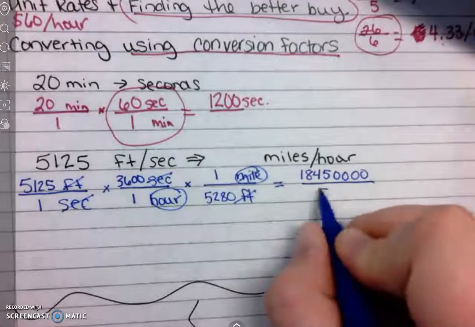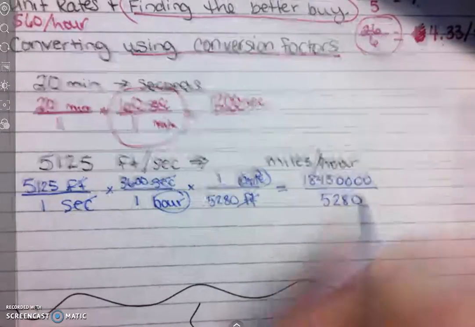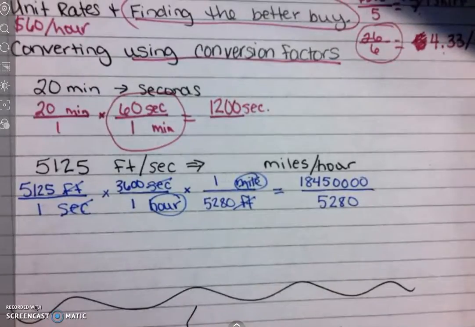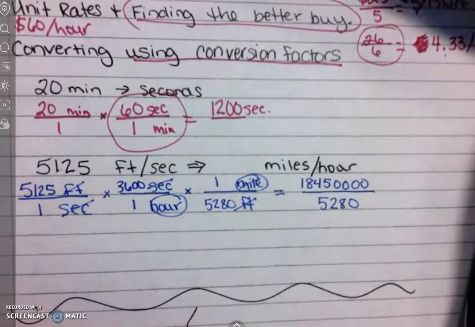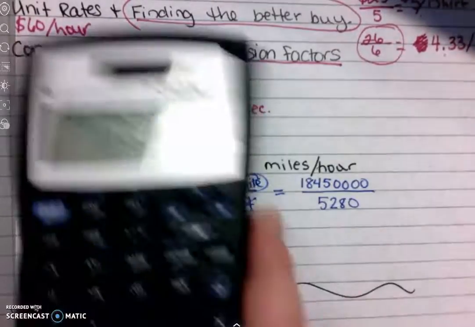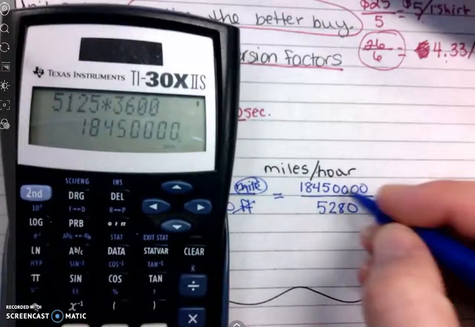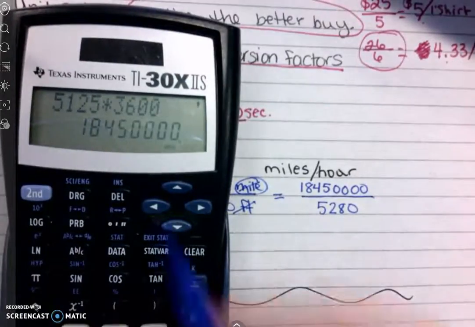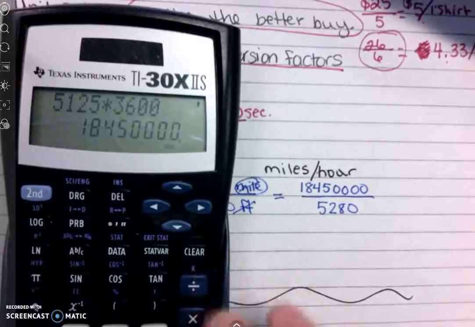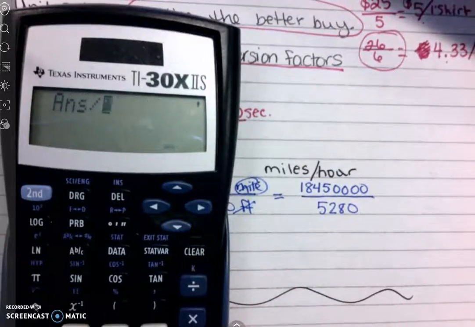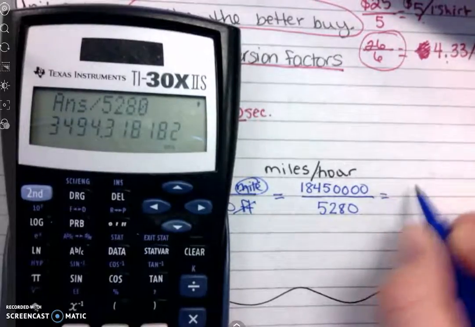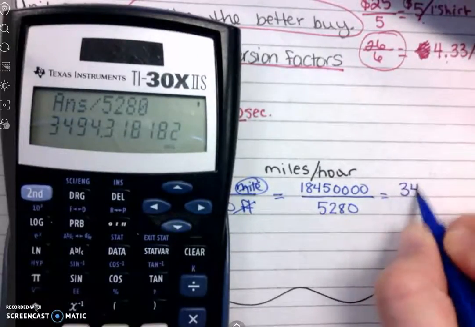And it's going to go over 5,280. Wait, how many zeros? Here we go. It's only 4 zeros. 1, 2, 3, 4. It's not that hard to make a zero. Divide that by 5,280. That means he's going 3.